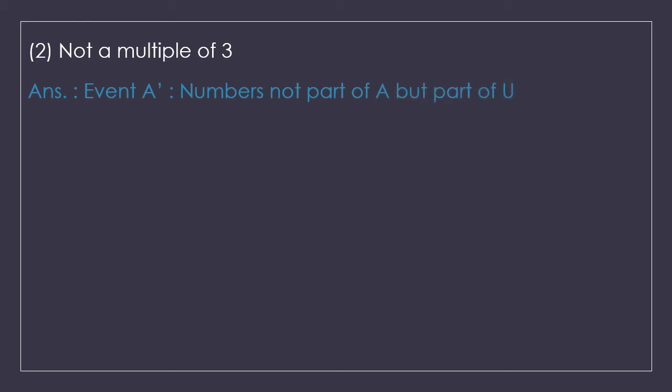Second, not a multiple of 3. Now this is an opposite outcome. So actually you can say that this is an event A dash, that's a complementary event. Event is a multiple of 3, event is not a multiple of 3, that becomes the complementary event A dash. So numbers which are not part of A but they are part of U.